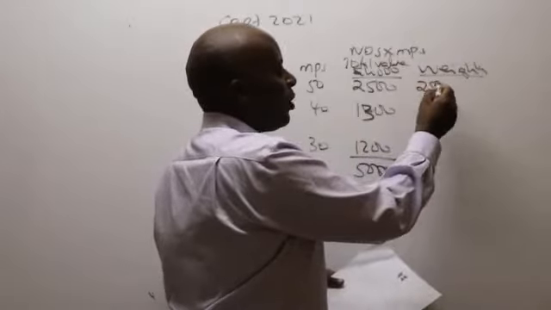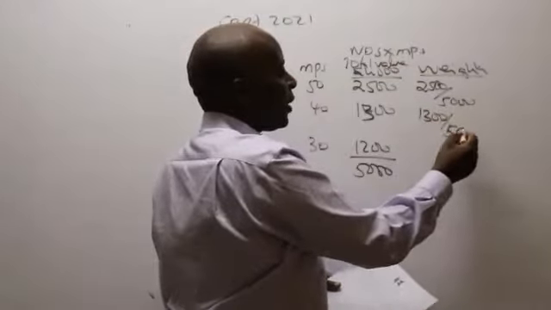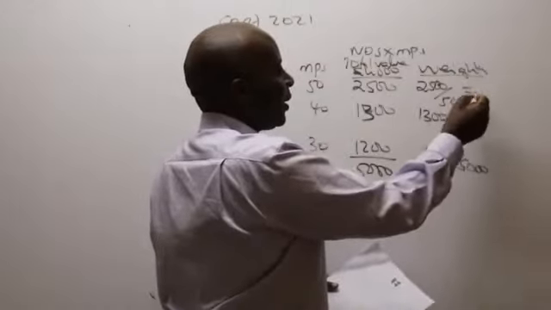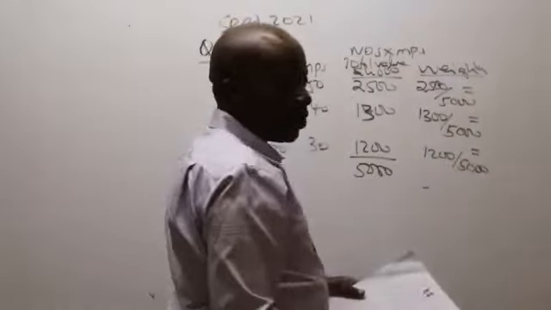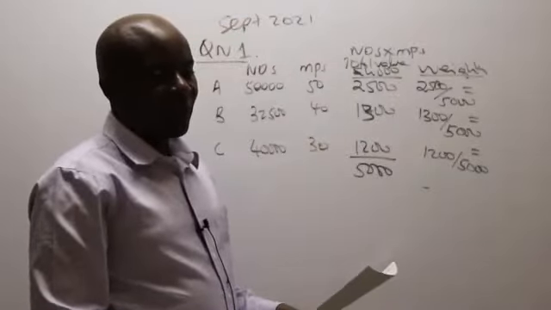So this will be 2,500 divided by 5,000. This will be 1,300 divided by 5,000. This will be 1,200 divided by 5,000, like that. So 2 decimal places, please give me the figures.